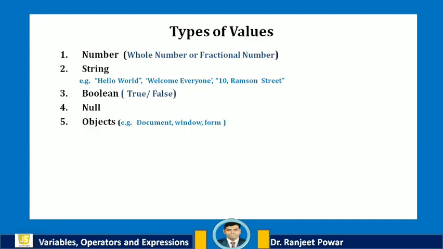Objects. JavaScript supports a composite data type known as object. An object is a software thing that is defined by its properties and methods. Document, window, form are some examples of JavaScript objects. The document object has background color as a property and write as a method.